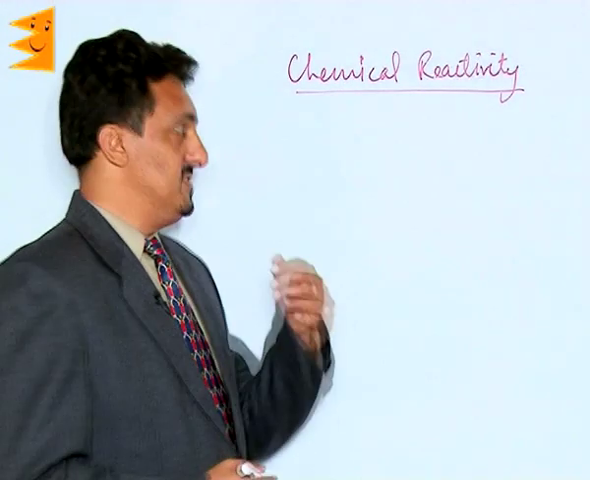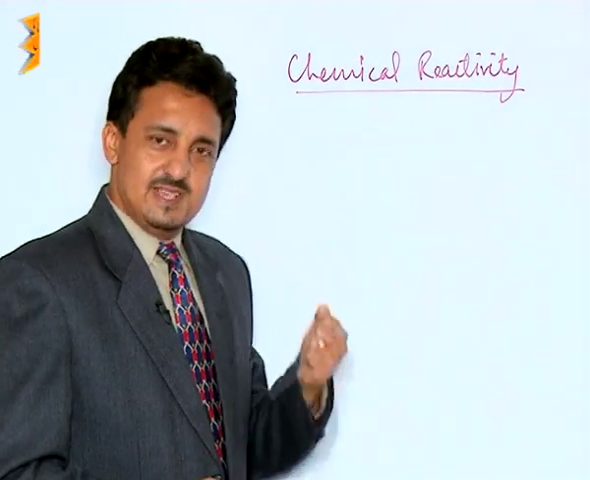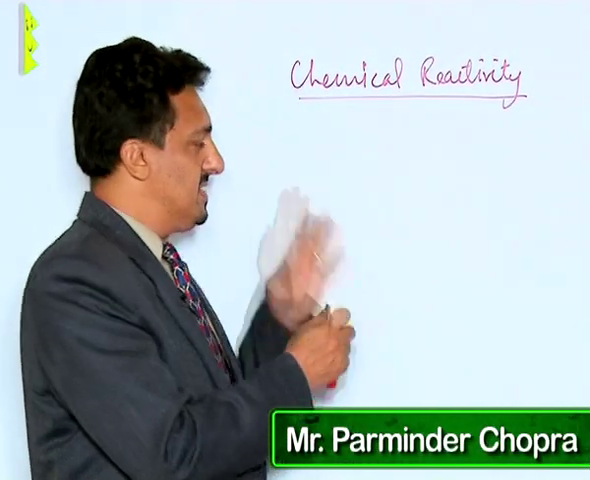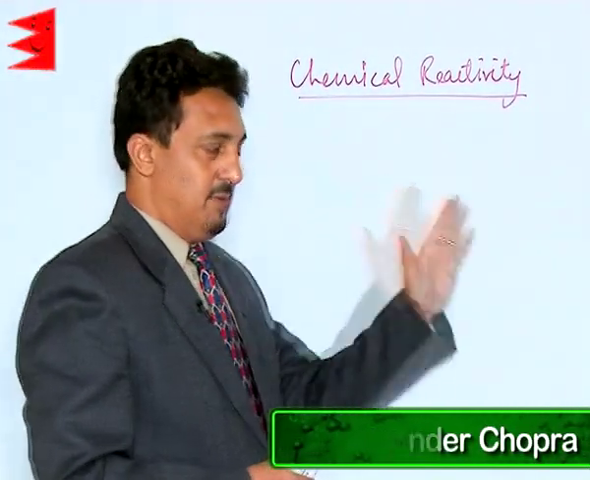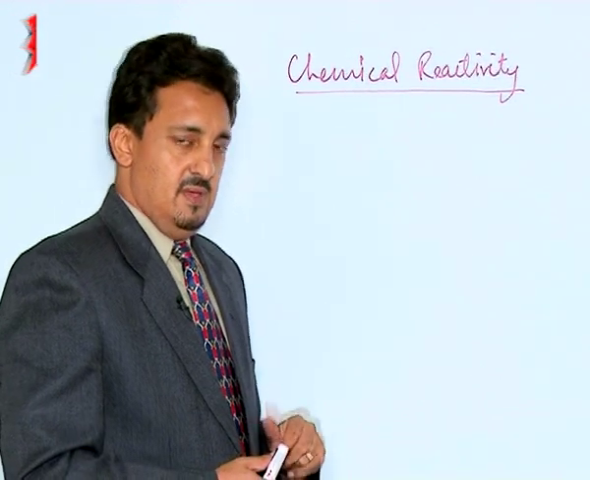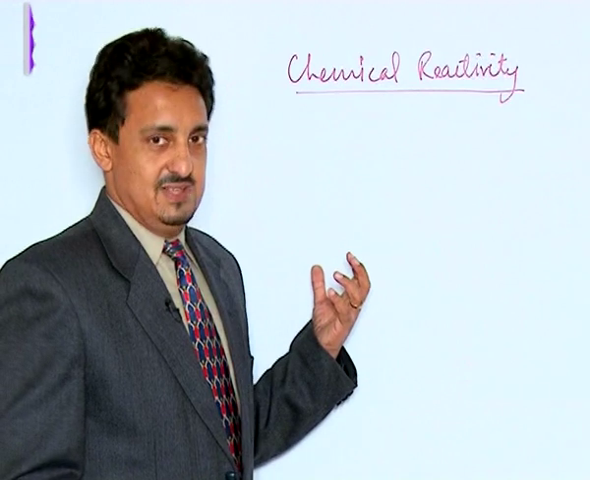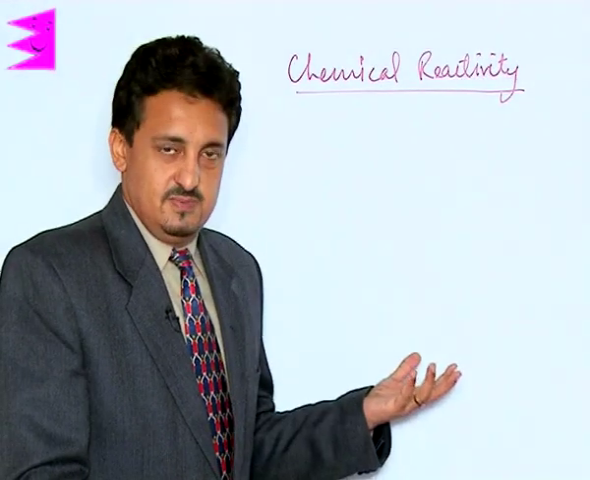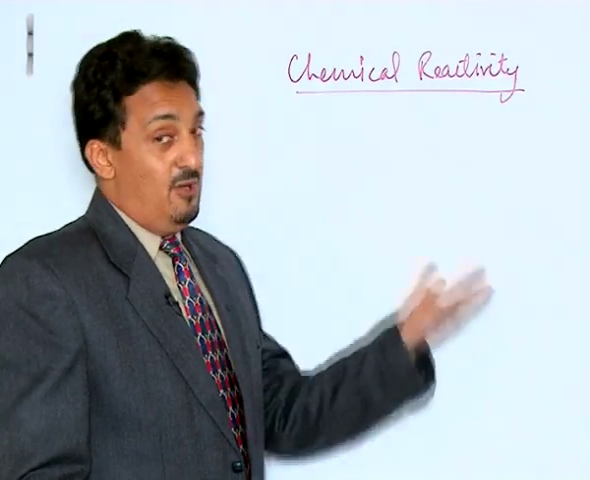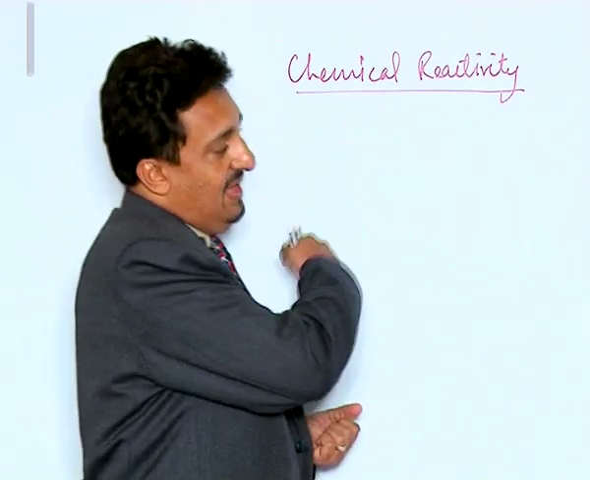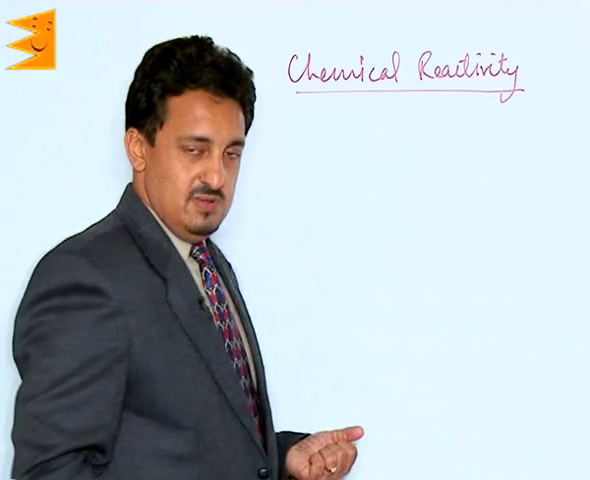Now, chemical reactivity. In this, what we find is how the reactivity of the elements changes in the periodic table. What we find is that the s block elements are very reactive metals in terms of losing electrons. That doesn't mean the p block elements are not very reactive. They are also very reactive, specifically those lying as far to the right-hand side as possible.